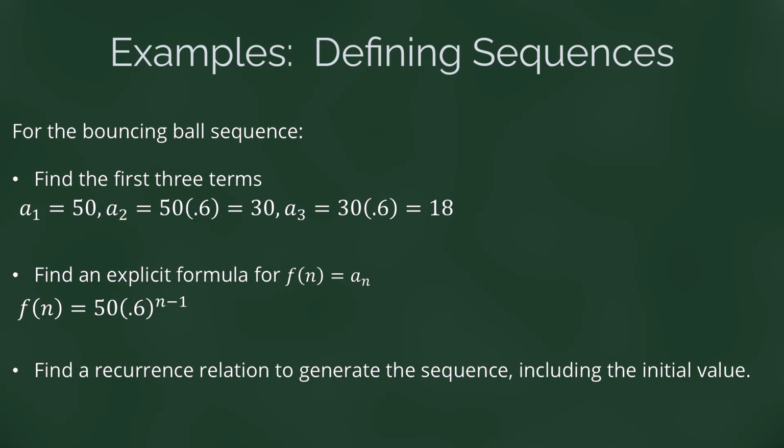Last, let's come up with a recurrence relation to generate our sequence, including our initial value. We know that the first bounce is 50 meters high. We also then know that every time it bounces again, we get 6/10 or 3/5 of the original bounce. So it's pretty easy to figure out then that the formula is a sub n is going to be 0.6 times a sub n minus 1.